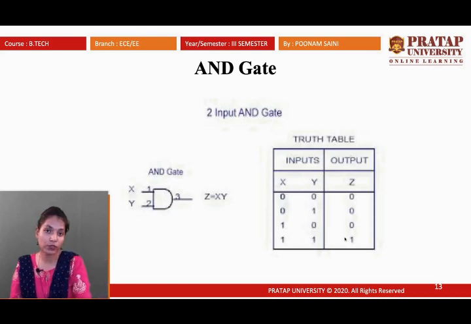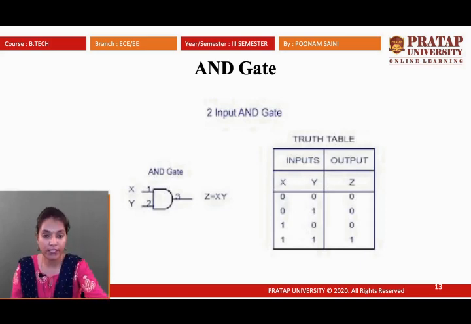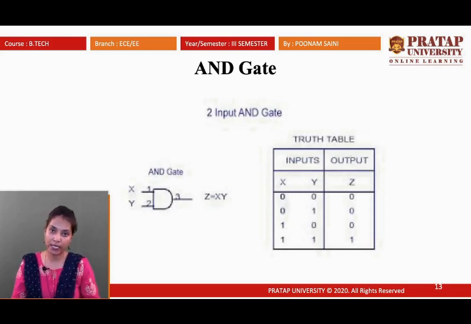So from this truth table we can conclude that when both the inputs of an AND gate are high, then only the output is high. When both the inputs are low, the output is low. When one of the inputs is high and one is low, the output is low. And when both the inputs are high, the output is high. So when both the inputs are high, the AND gate gives you the high output.